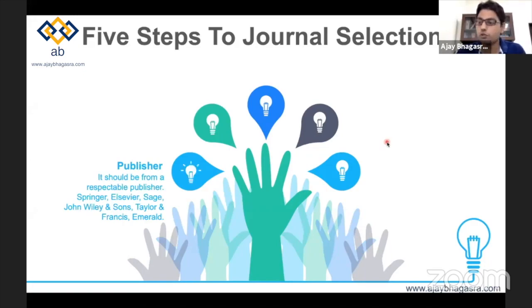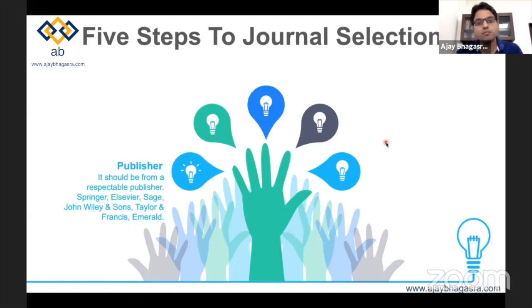So I'm telling you the five-step things which you can look at when you are trying to establish what I call a premier journal and which one is a premier journal. So the first thing is to look at the publisher. Who is the publisher of this? I've shared with you Elsevier, Sage, John Wiley and Sons, Taylor and Francis, Springer, Emerald, InterScience, Harvard Publishing, Oxford Publishing.